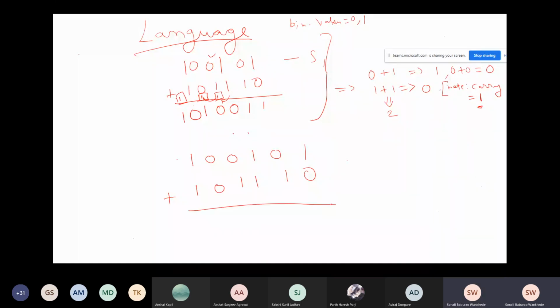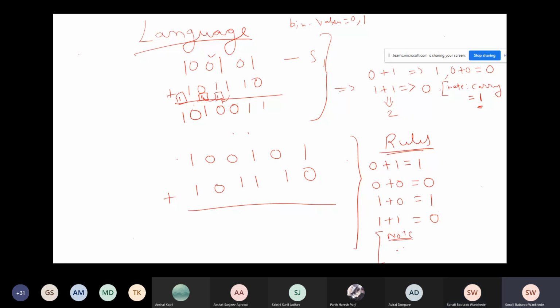Now you have to follow certain rules over here. You can just write down the rules. 0 plus 1 is equal to 1. 0 plus 0 is equal to 0. 1 plus 0 is equal to 1. Similarly, 1 plus 1 is equal to 0. And a note to remember over here is: carry is generated, and that carry is 1.